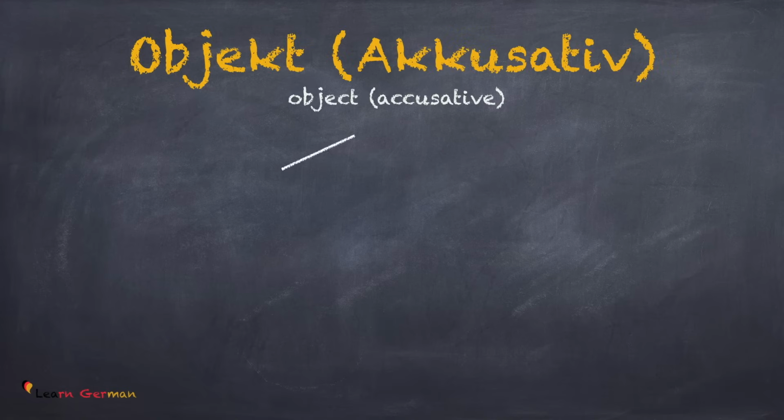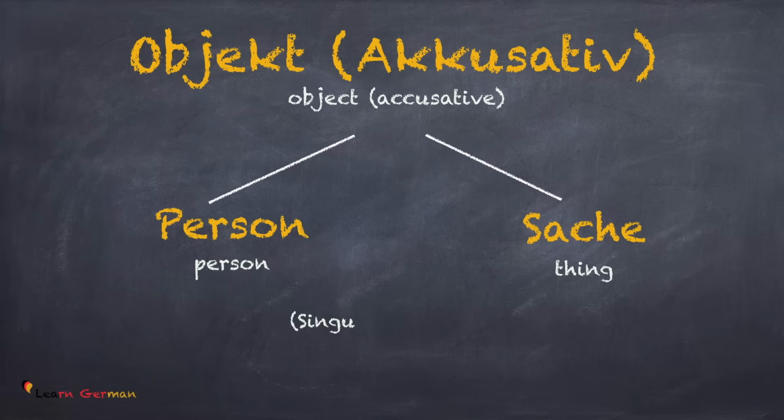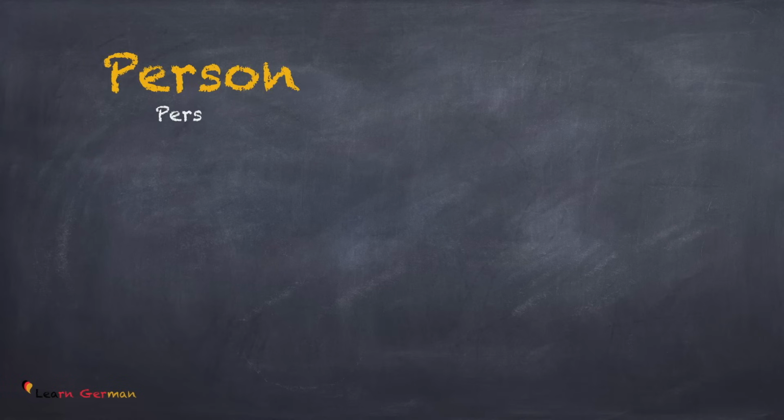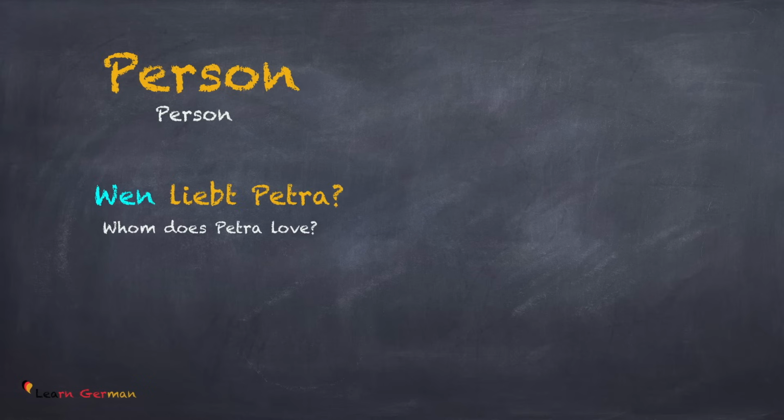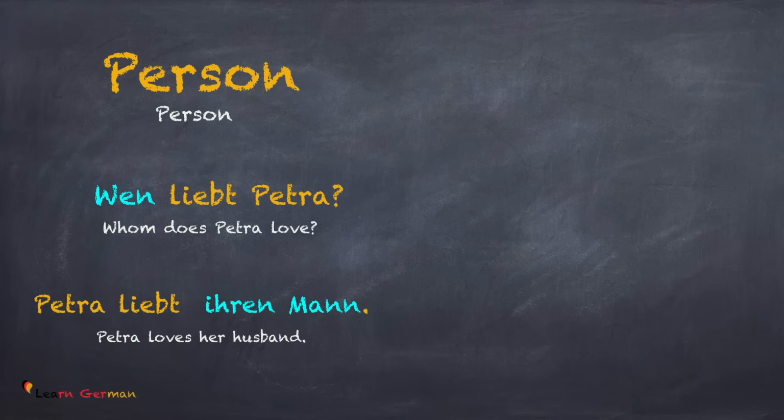So, the object in Akkusativ can either be a Person oder Sache, and these can either be in singular or in plural. Now let's take an example for each one of these. Wen liebt Petra? Petra liebt ihren Mann. The object here is ihren Mann, which is in Akkusativ. So the question is, wen liebt Petra? If the question is wen, then the answer will be in Akkusativ and the object will be a person.